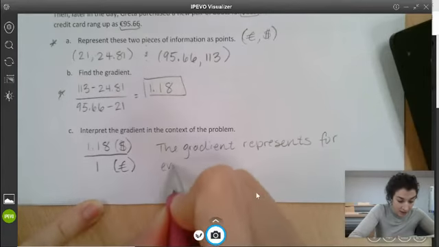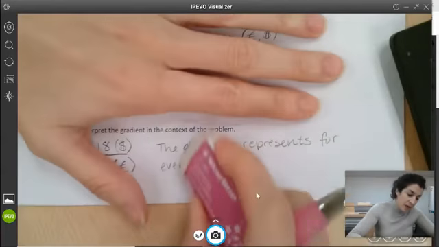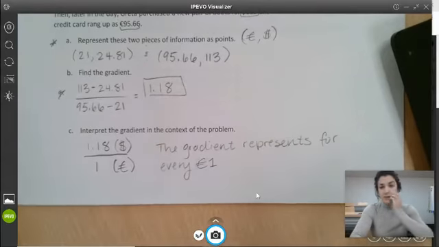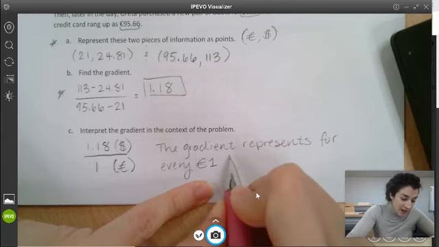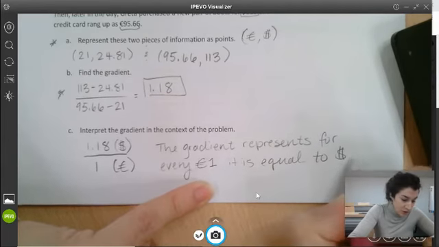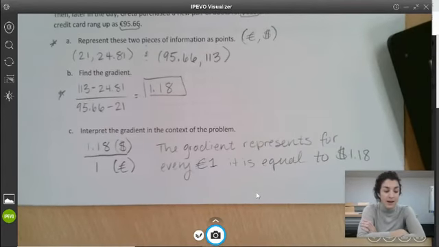for every euro. I'll do 1 euro. Let's put the 1 after the euro symbol, not before, like a crazy person. So for every 1 euro, it is equal to 118 US dollars. And that's all it's saying, is that it's asking you to compare then this unit rate. That's it for the context of the problem, context of the slope.